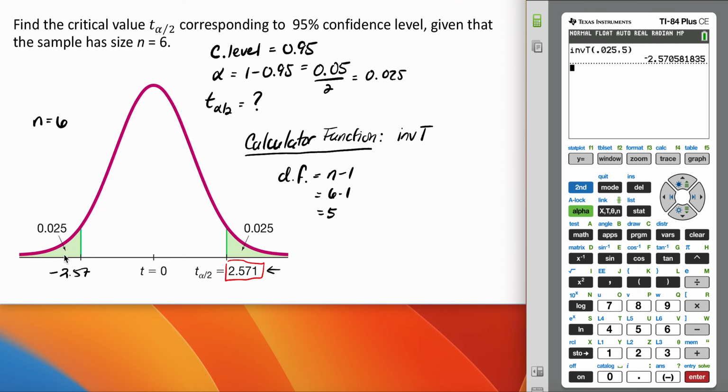Now, if you have an older calculator, and let's suppose that you didn't draw this picture, you didn't know that the area to the left is 0.025, but you know that the area to the right is 0.025. So the other option when using inverse t, and you know the area to the right, is to simply take 1 and subtract the area that you have on the right. So 1 minus 0.025, degrees of freedom is still 5, and then press enter. You'll see that you'll get the positive critical value on the right side of the tail. Okay, so that's how you use your calculator.